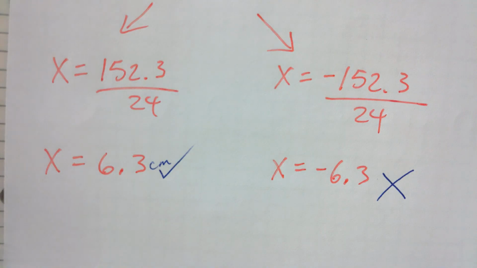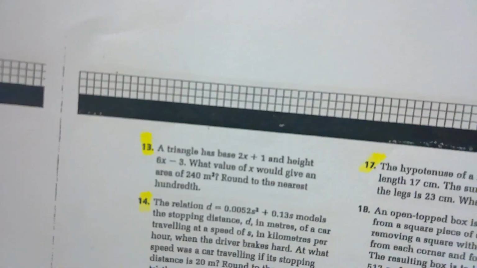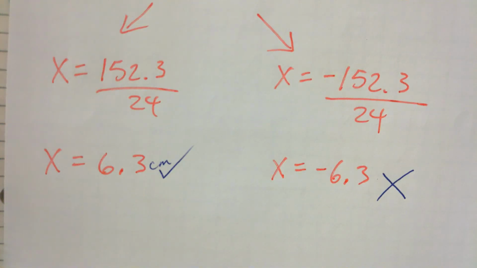What did the question ask? For what value of x would give an area of that? Round to the nearest hundredth. Oh, right. All right. If the second part of the question asks you for the dimension of the triangle, what would I have to do?